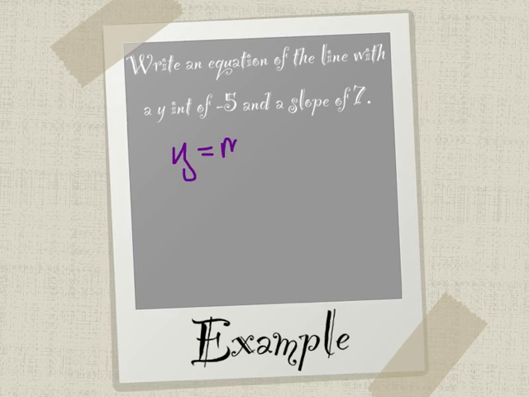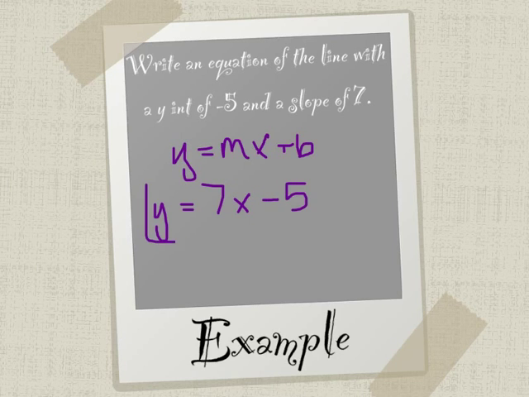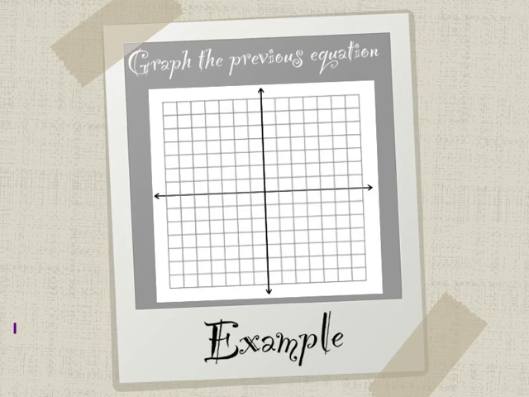Y equals mx plus b. Plug in everything. Remember, your slope is m, y equals 7x, plus a -5 is the same as -5. Now if we needed to graph that, again our equation was y equals 7x minus 5.